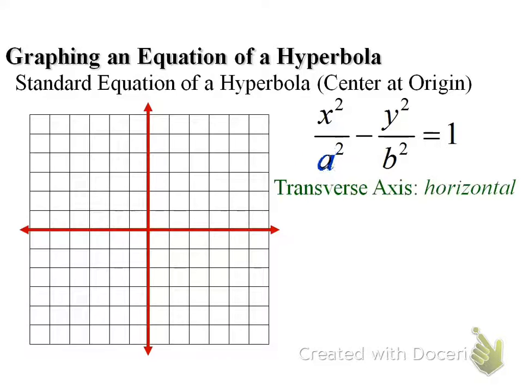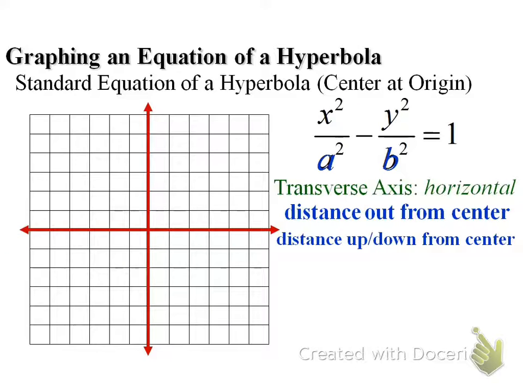You're going to have a horizontal transverse axis. The a is the number of units you're going to go from the center to find your two vertices. The b is the number of units you're going to go in the opposite direction. So if you went left or right to your vertices, you'll now go up or down from your center. That'll give you your co-vertices. So let's look at some real numbers and then kind of go from there.